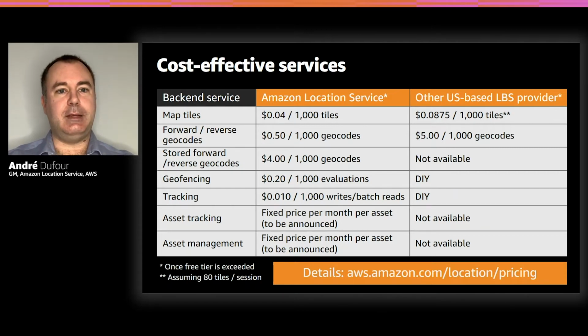So in the first row, we see map tiles. We will sell you these for 4 cents per 1,000 map tiles, which is less than half the cost you would pay if you were using this other provider. Our forward and reverse geocodes are 1/10 of the price, and so you really can lean into this primitive and start to build applications that previously would have been cost prohibitive.